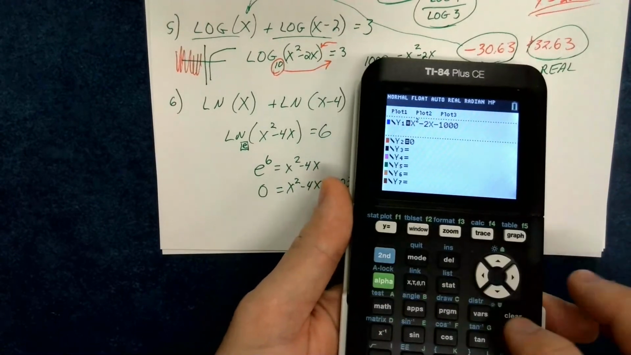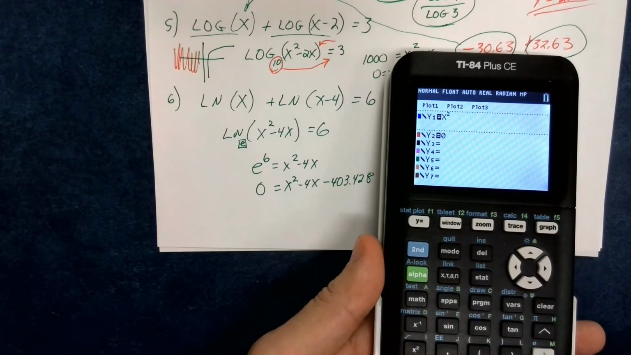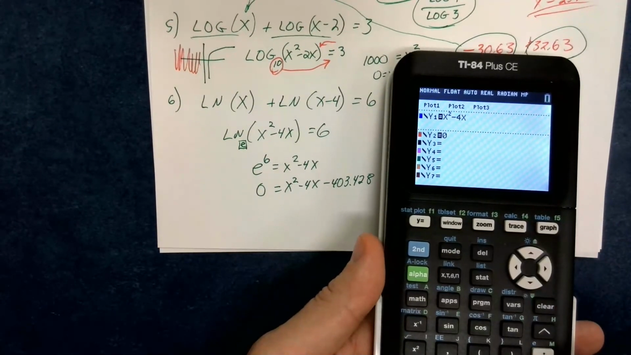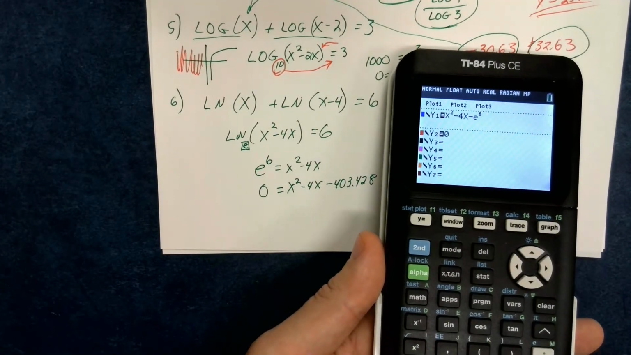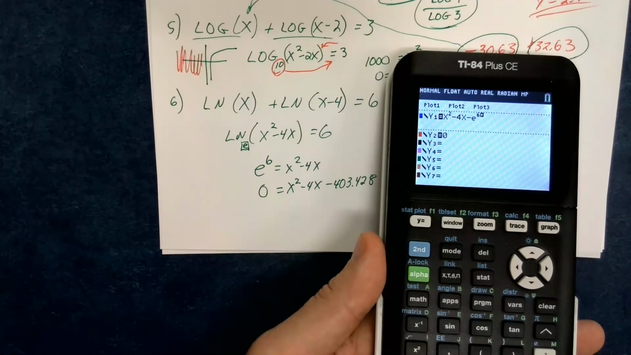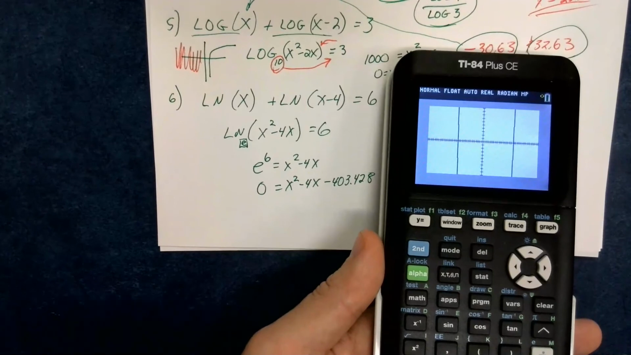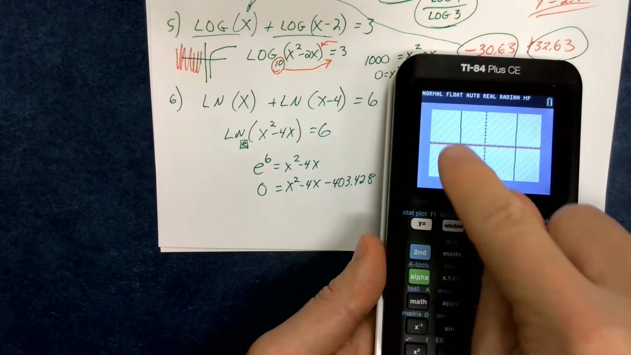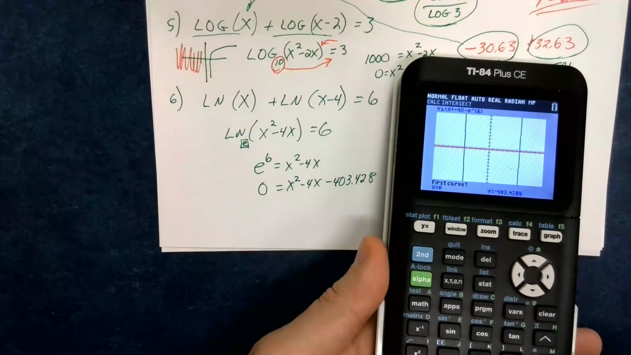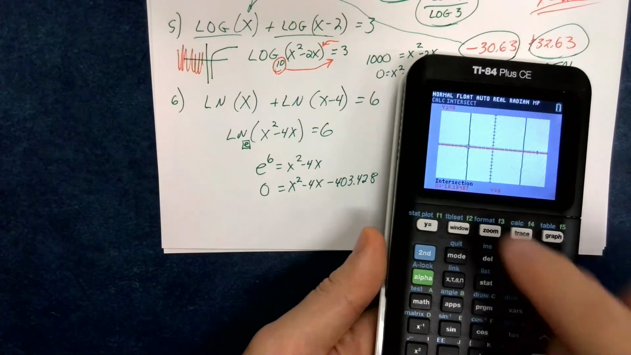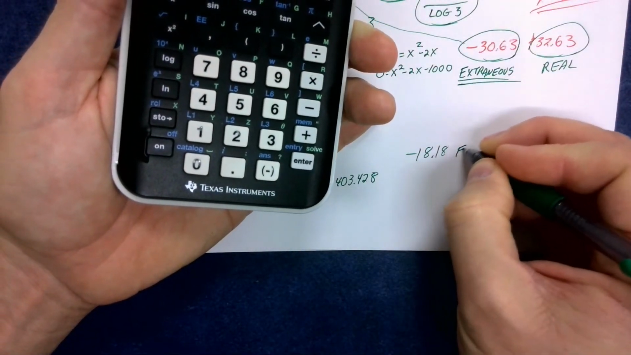So I'm going to go y equals. I'm going to go clear. I'm going to go x squared minus 4x minus, look what I'm going to do. I'm going to actually put in what the answer was instead of rounding it, e to the 6th, and hit graph. You can see that I have two solutions. At this point, we'll find out this one is extraneous, but I'm going to find it anyways. Second trace, number 5 intersection, enter, enter, enter. So negative 18.18 is extraneous.